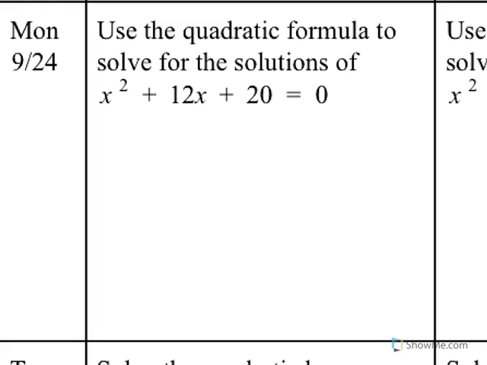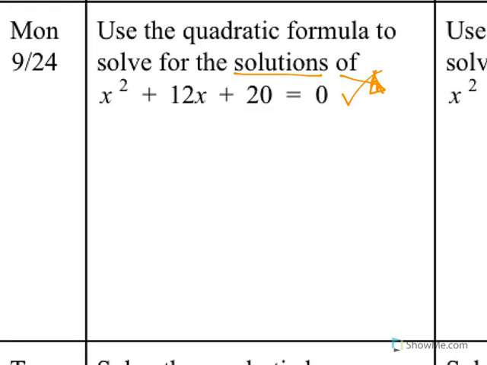So today we're going to use the quadratic formula to solve for the solutions of x squared plus 12x plus 20 equals 0. So when you're solving for solutions, you're solving for what x values could I plug into that equation to make it equal to 0, to make that true.